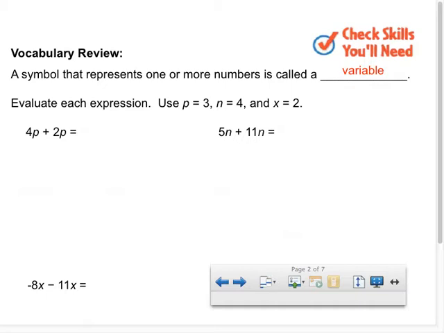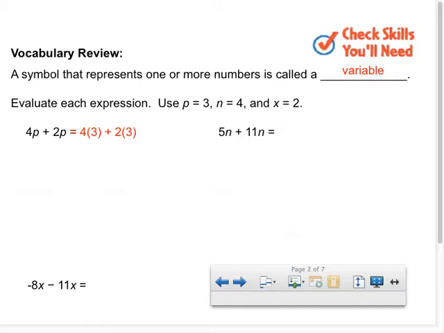And when we replace the variable with a number, we then have a what? When we replace all of our variables with an assigned number, it becomes a numerical expression. Very good. Okay, so can I get a volunteer for this first problem? Bokar, thank you. Right, so Bokar said I'm going to make this algebraic expression into a numerical expression by replacing the variable p with the assigned value of 3. So I get 4 times 3 plus 2 times 3, and then simplify your numerical expression.